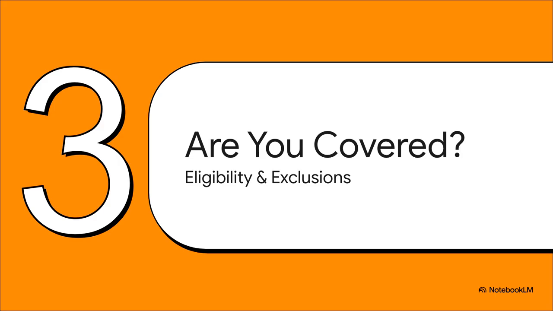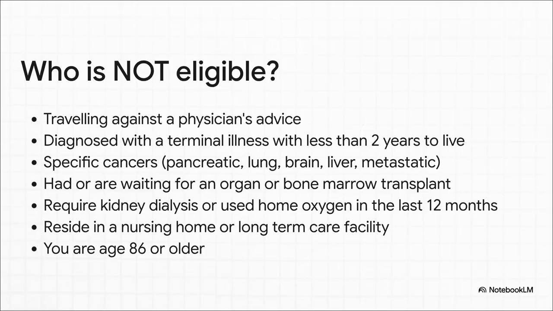Okay, so we've got the standard versus enhanced plans down. Now let's get into the nitty-gritty, the eligibility rules and the exclusions. The stuff that's never covered no matter which plan you have. So first up, who can't get this policy? Well, it's not for everybody. As you can see, if you're traveling against your doctor's orders, have a terminal illness, or require major ongoing treatments like kidney dialysis, this policy isn't for you. It's just good to be aware of these fundamental rules.